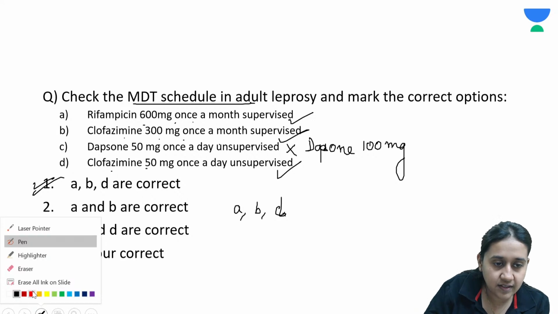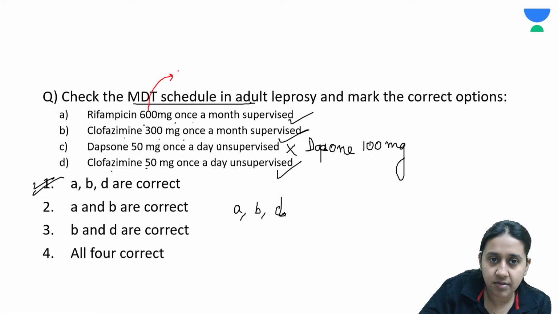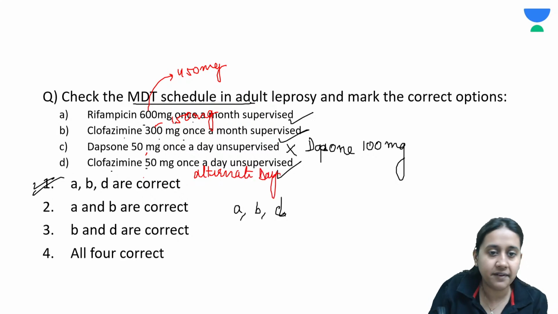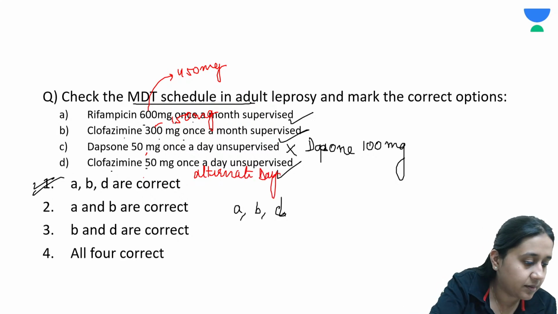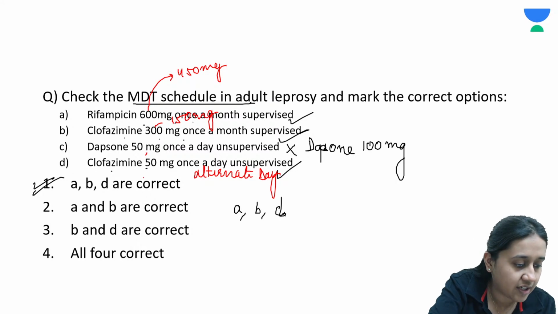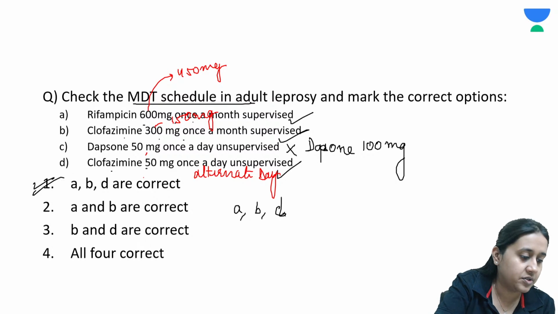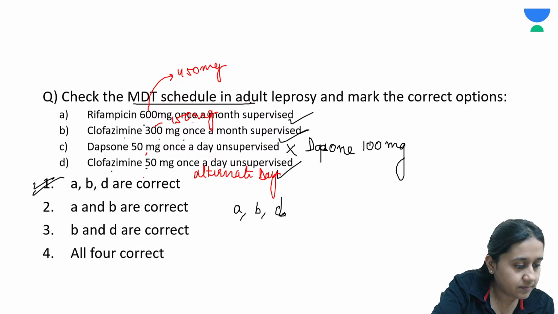For childhood leprosy, the dose of rifampicin becomes 450 mg once a month supervised. Clofazimine becomes 150 mg once a month supervised. Dapsone is 50 mg and clofazimine is 50 mg on alternate days. So that is the difference between adult and childhood leprosy. Clear? Moving to the next one.